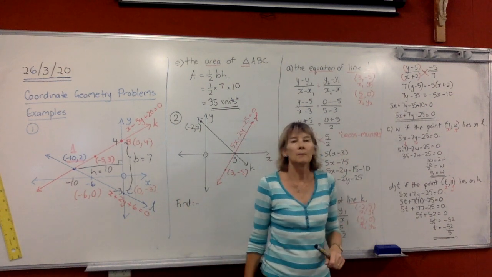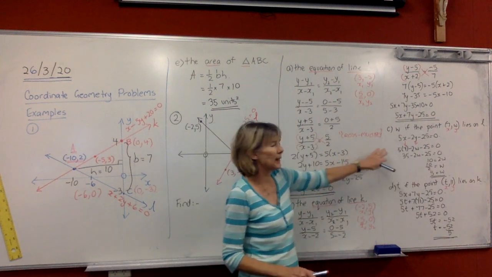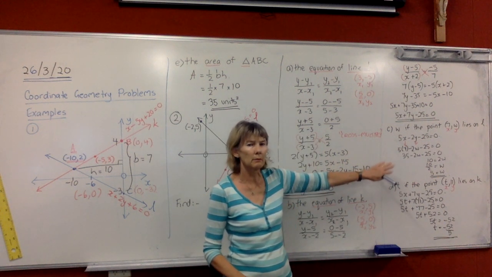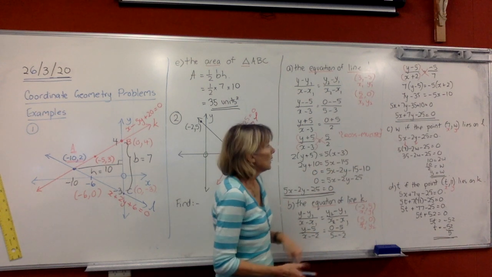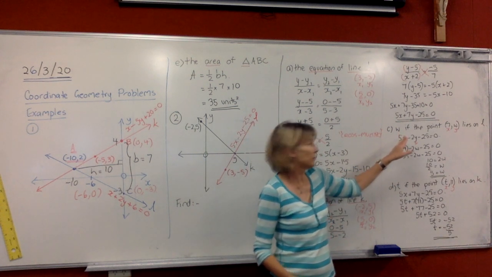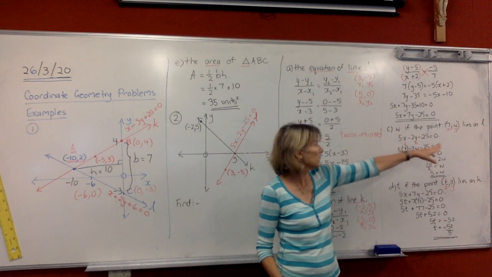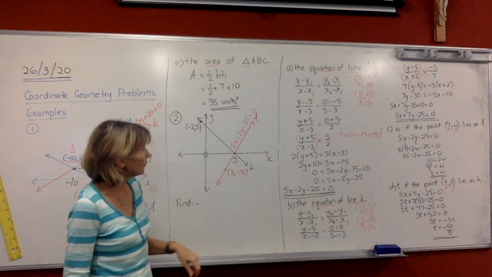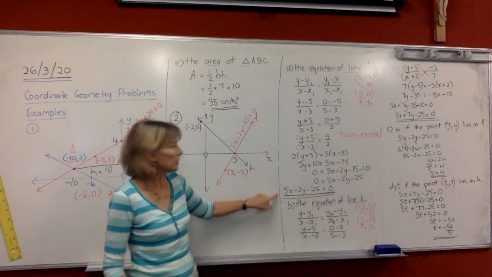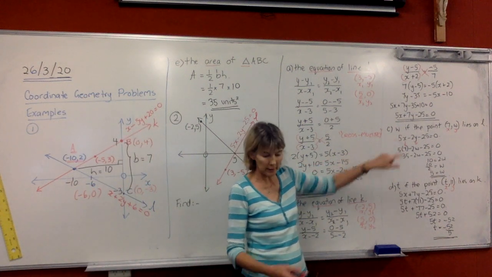In part C, again, these questions are done badly in exams. Year 10 will muck these questions up, and I don't really understand why. They've asked you to find the value of w if the point 7, w lies on line L. So line L, we found before, was this equation. So we're going to write that equation down. That's line L.